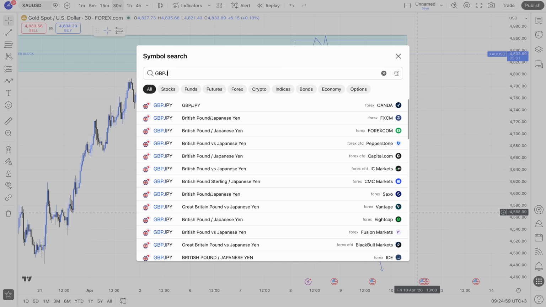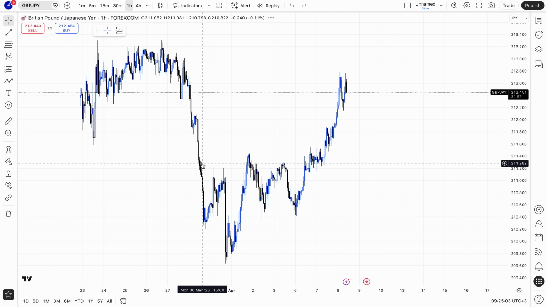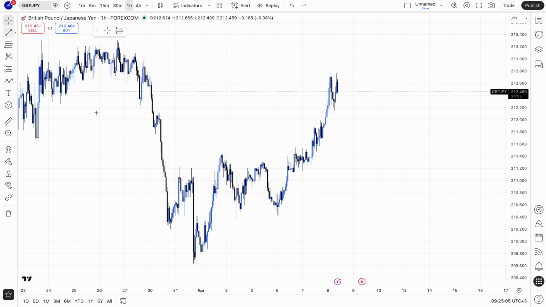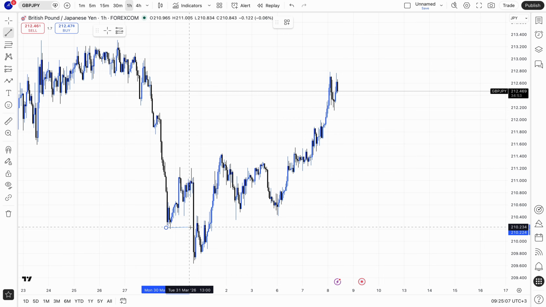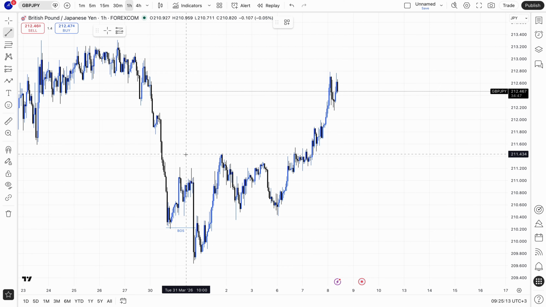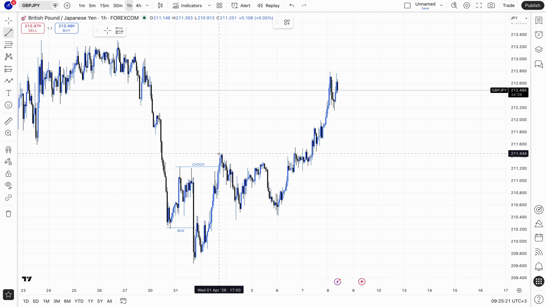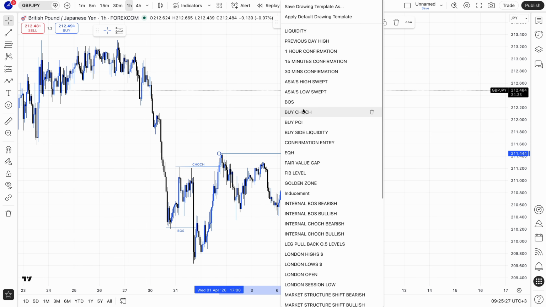So let's go back to GJ. GJ is still very easy, both external and internal. We had the break of structure to the downside. You can see it from here. Then we had a change of character to the upside from here. Then we had a break of structure to the upside from here.